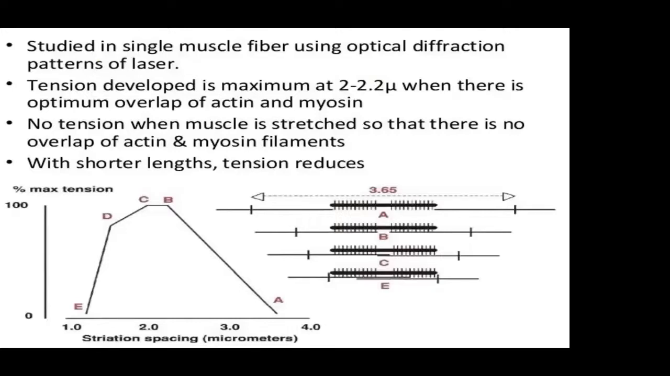Active tension is maximum at 2 to 2.5 micrometres sarcomere length, which is the optimum.